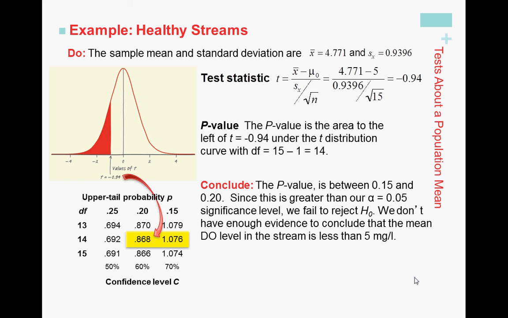So again, I wanted to point out that in the conclusion, I don't think I emphasized this well enough in the proportion notes. I apologize for that. We need to make a statement both about the null hypothesis, in this case, that we failed to reject it, and about the alternative. We don't have enough evidence to conclude that the mean DO level in the stream is less than 5 milligrams per liter. So we fail to reject the null, meaning we don't have enough evidence to accept the alternative.